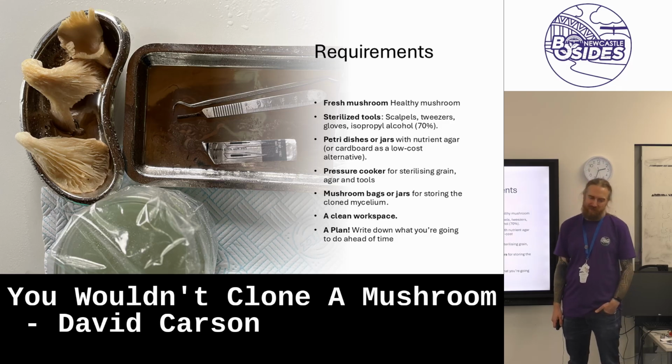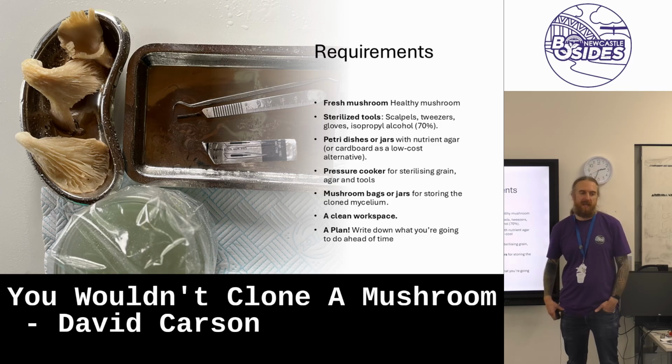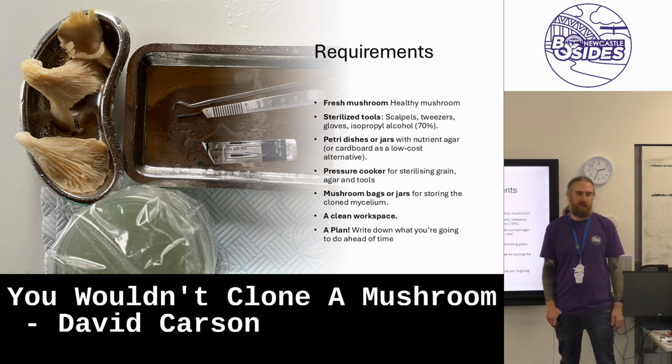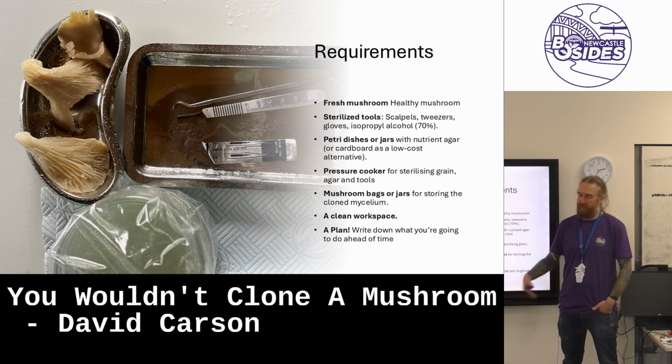So if you want to do this, what do you need? For a start, you need some sort of healthy mushroom that you can clone. You need sterilised tools, so scalpels, tweezers, dental picks. You'll need a hell of a lot of isopropyl alcohol, watered down to 70%, same way as if you remember during lockdown and COVID, if people were making their own hand sanitizer, don't use pure alcohol, water it down to 70% because it penetrates through cell walls and bursts them and kills all the stuff you don't want.